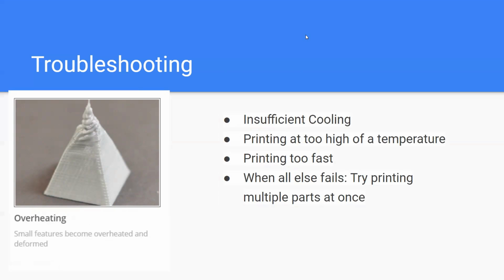So next troubleshooting issue that could occur is overheating. Basically, smaller features are going to become deformed. Obviously you want to avoid that, especially if you're printing many small parts, which a lot of things do. A couple of reasons for this could be insufficient cooling time, you're printing at too high of a temperature, or you're printing too fast. So obviously you can change the movement speed, and you can decrease the extruder temperature. And when all else fails, it could be just that you're trying to print too many things on top of each other. So try printing multiple parts at once.